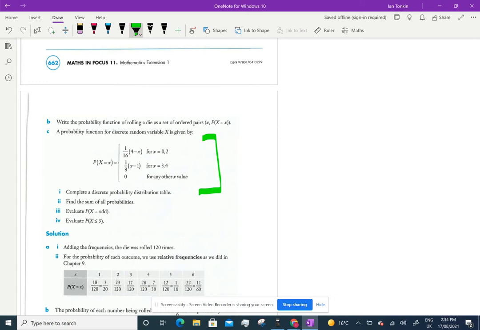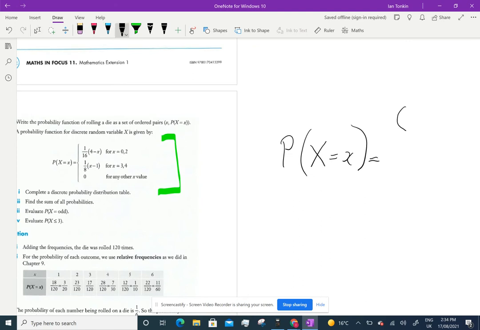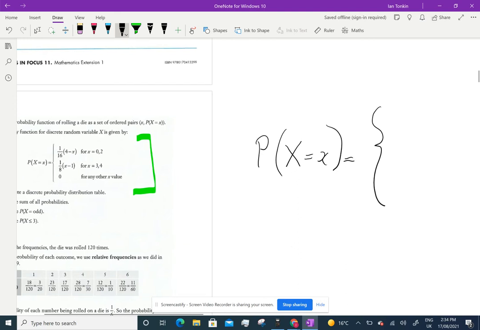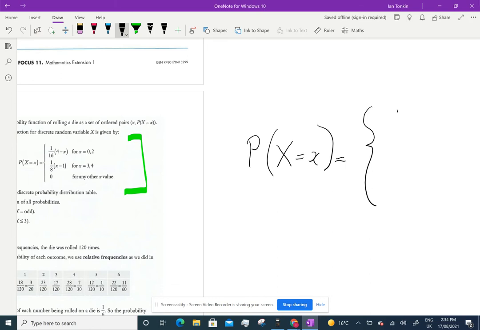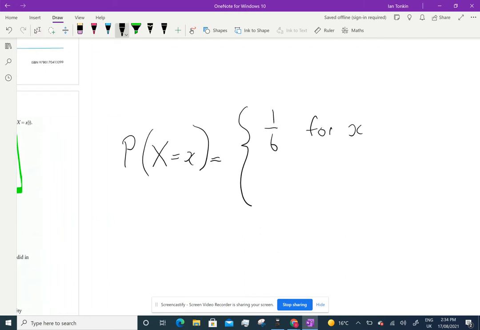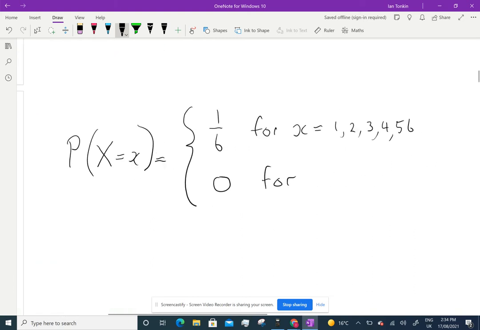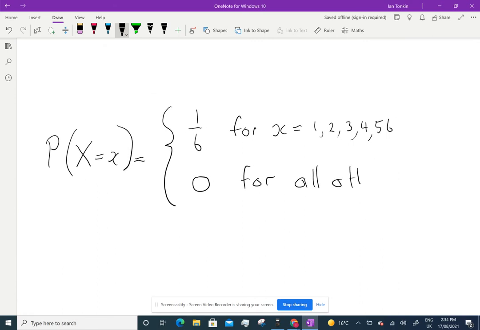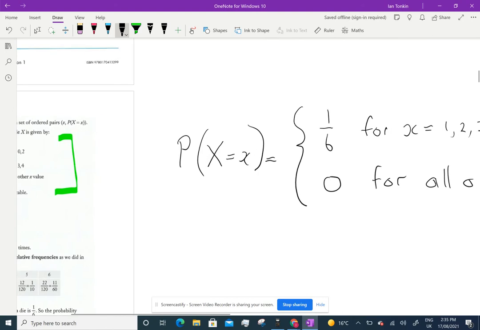So P of X, if we were writing what we did, P of X for each discrete variable X, so 1, 2, for my rolling a dice, equals, well, it only exists from 1 to 6. So it equals a sixth for X equal 1, 2, 3, 4, 5, and 6, and it equals 0 for all other values. And that's how I write it. That's the function of P of X.